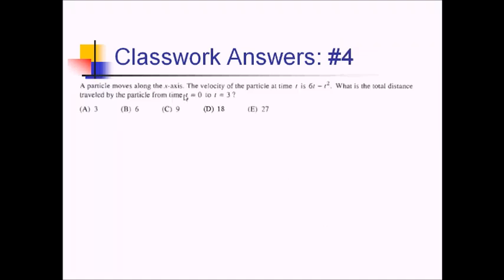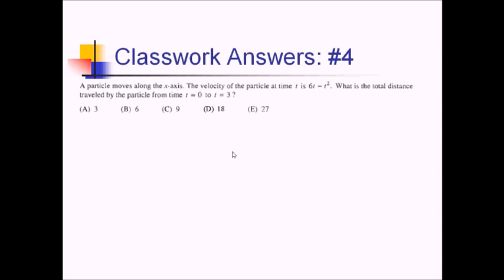For this problem, we have a particle moving on the x-axis with a velocity of 6t minus t squared. We want the total distance traveled by the particle from time 0 to time 3. Now, if this were a calculator question, I would just do integral from 0 to 3 of the absolute value of this velocity function and call it a day.